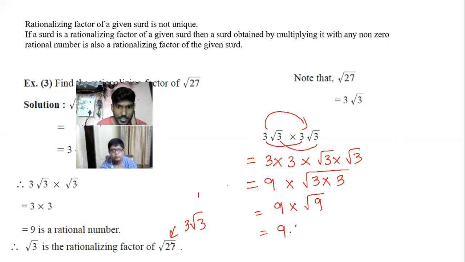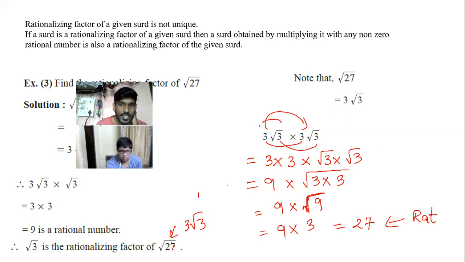Now next, 9 into what? Root 3. What is square root of 9? Square root of 9 is 3. Yeah. So 9 into 3 is 27. And 27 is a rational number. Correct?